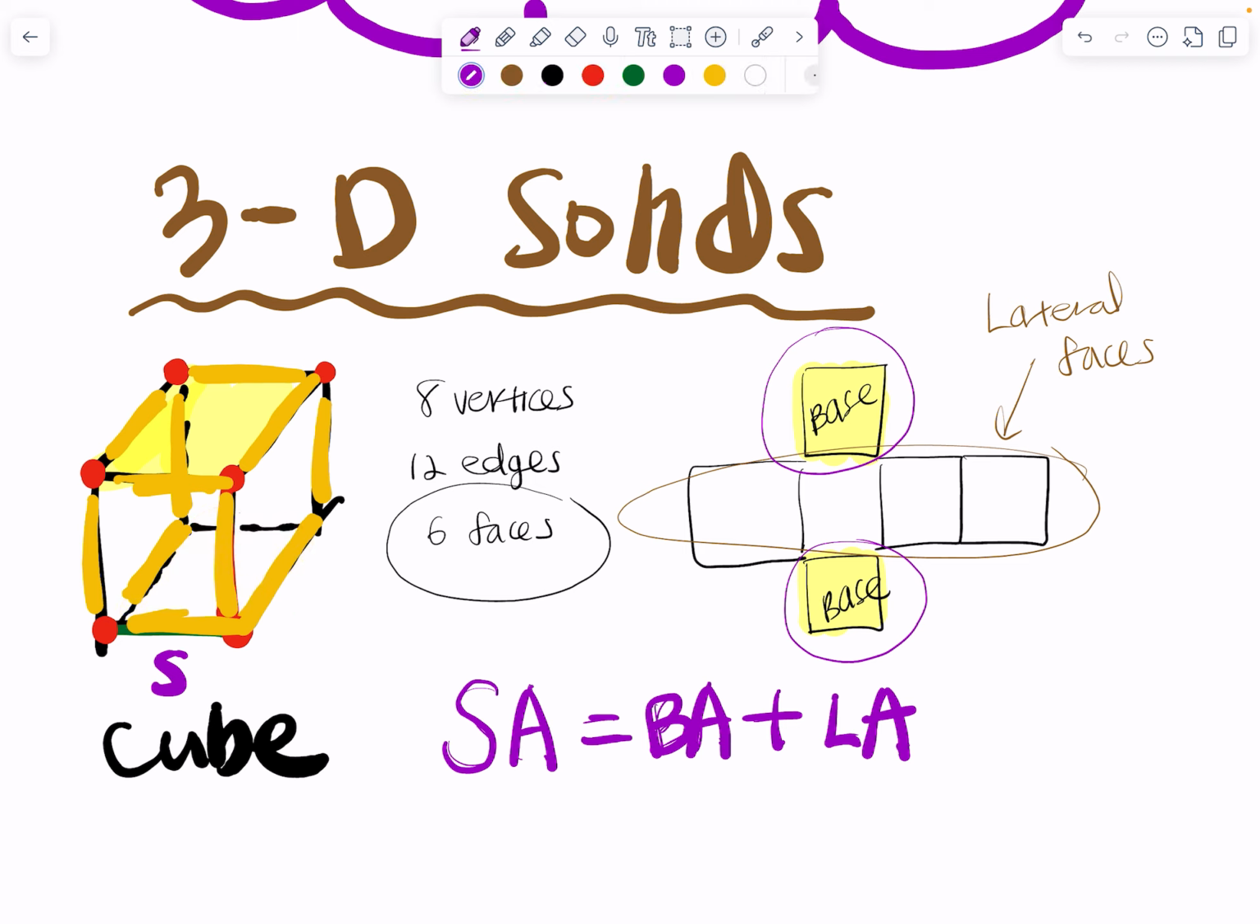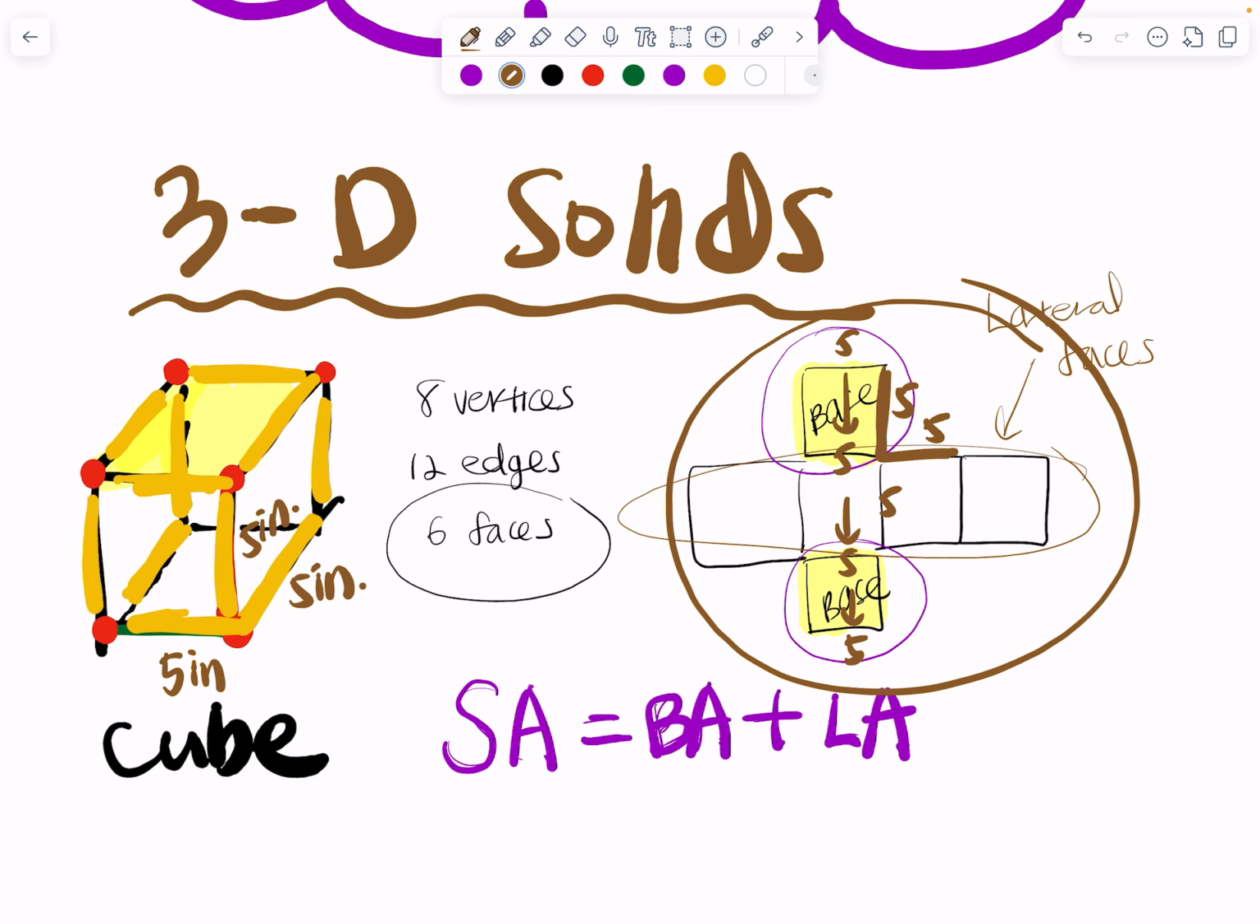Now, let me give you some dimensions. Let's say this is 5 inches, which means this one is 5 inches, and then height is 5 inches because it's a cube. So this is 5 by 5. And you know what else is 5? This one, height. Matching game, 5 and 5, right? And because this is 5, that better be 5. Everything is 5 pretty much.